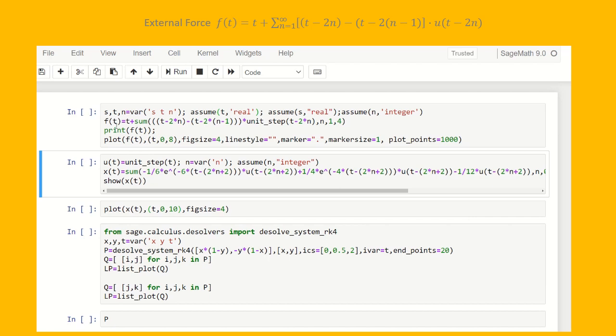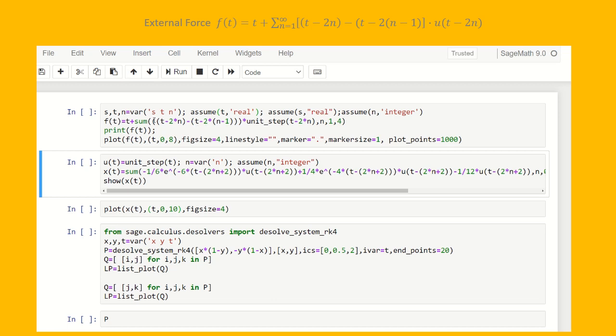Okay, looking at SageMath, the first cell, we first declare s, t, and n to be variables. We're going to assume that t is real. We're going to assume that s is real. And we're going to assume that n is an integer. Then we define our external force function. F of t equals t plus the sum of all this stuff, which depends on n, where n goes from 1 to 4.